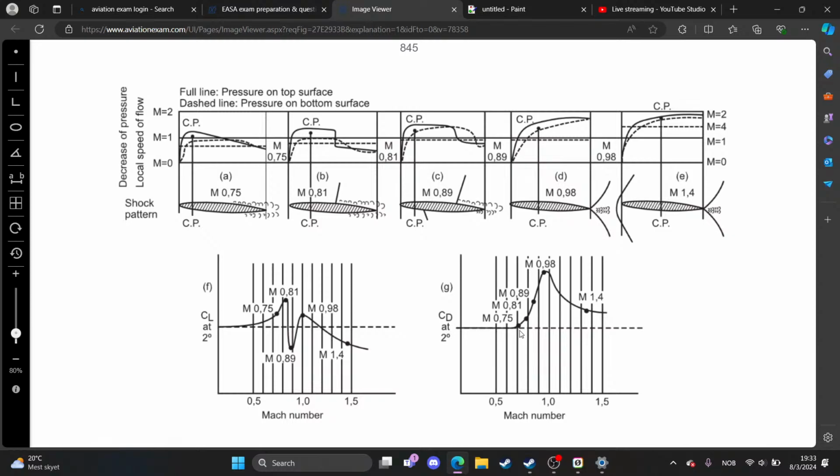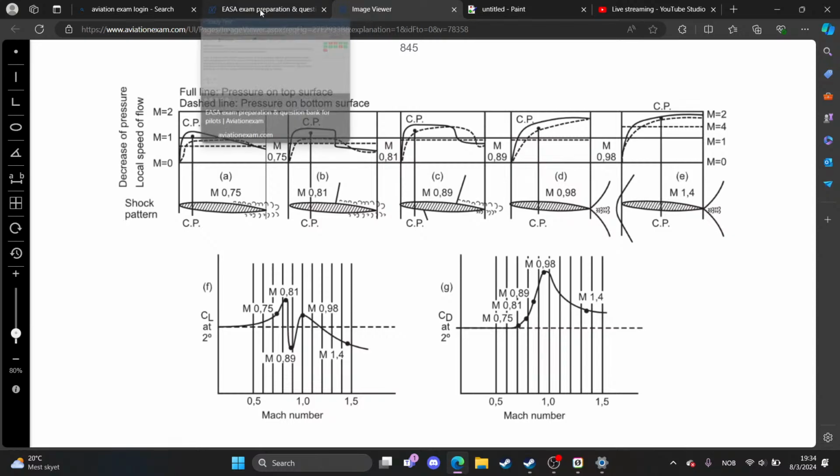Here we got coefficient of drag, Mach 1, and the coefficient of lift. As we increase our Mach number, we get more, and then at Mach 0.81, this is where the shock wave is created, and then it increases behind it.